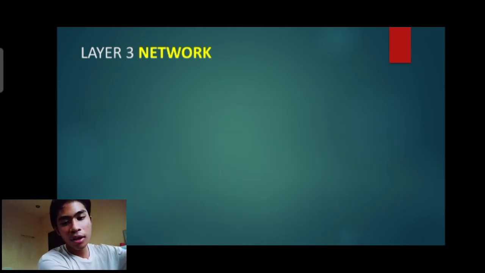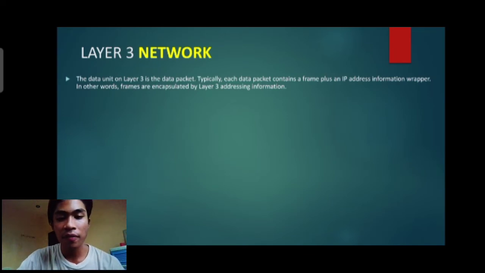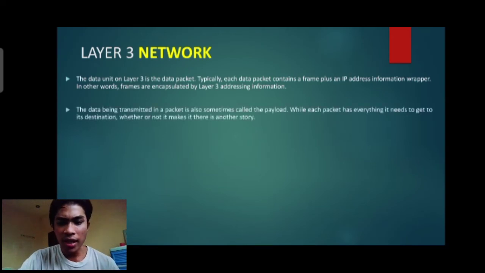So moving on to layer 3. What is layer 3, or the network layer? Typically, each data packet contains a frame plus an IP address information wrapper. In other words, frames are encapsulated by layer 3 address information. The data being transmitted in a packet is also sometimes called a payload.